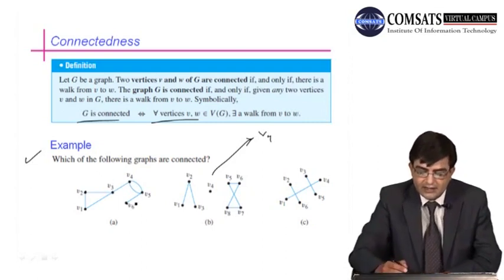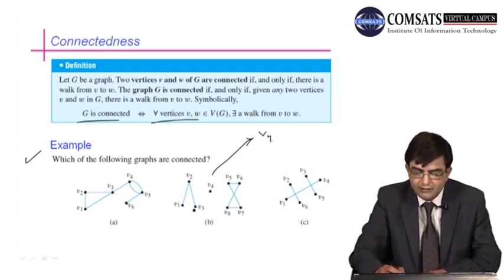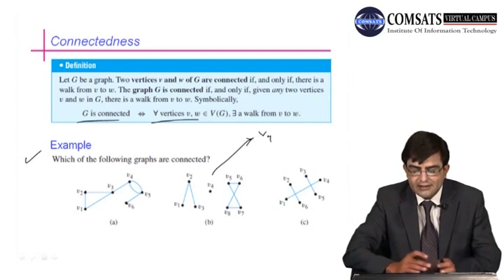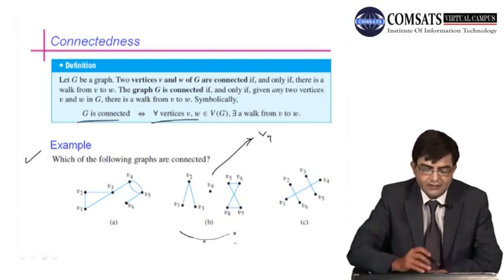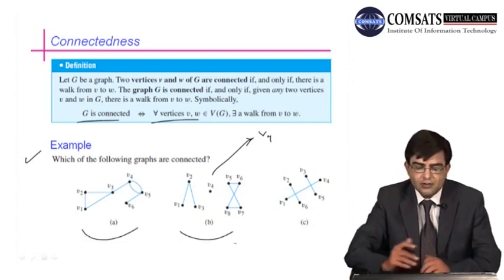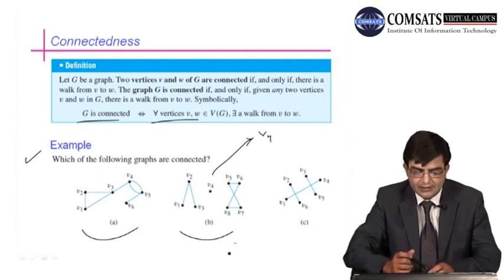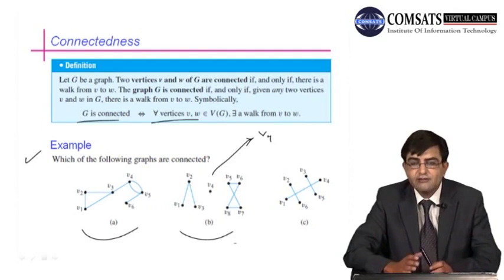Now here in this graph, if we choose v1 and v4, then there is no walk from V1 to V4. So this second graph is not connected, but the first graph is connected, because if we choose any two vertices in this graph, there exists some walk from the first to the second vertex.